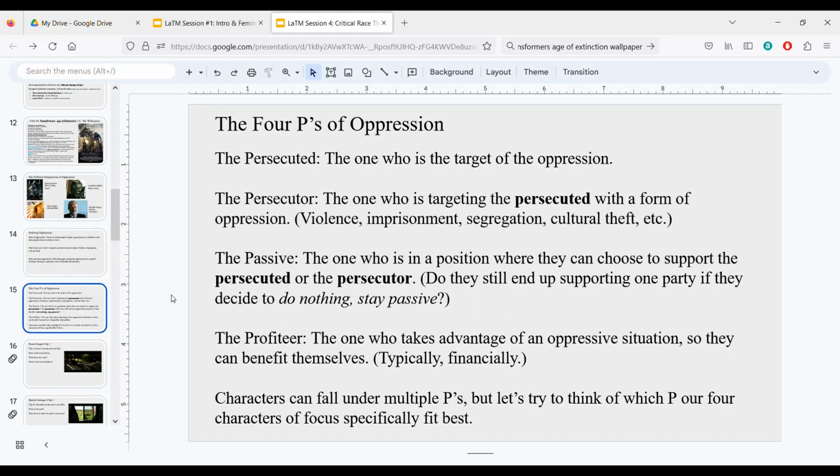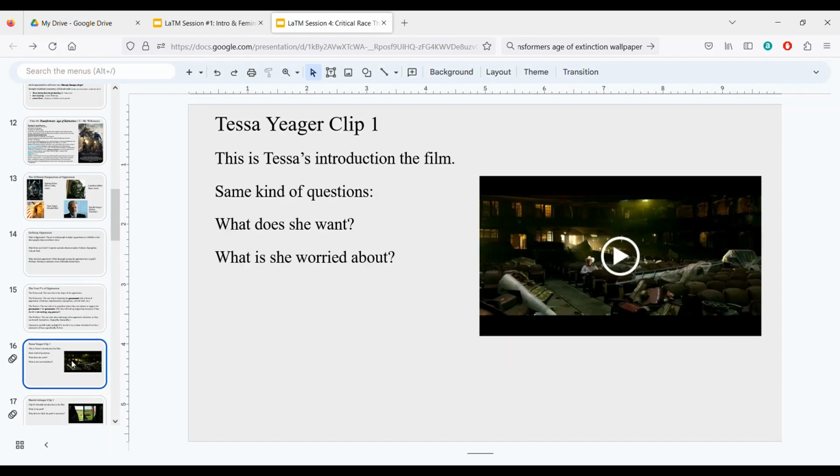The passive, the one who's in a position where they can choose to support the persecuted or the persecutor. They still end up supporting one party if they decide to do nothing, stay passive. The profiteer, the one who takes advantage of an oppressive situation so they can benefit themselves, typically financially. So maybe you can think of mercenaries during times of war. And then characters can fall under multiple P's, but let's try to think of which P our 4 characters of focus specifically fall under. So let's not try to overlap them right now. Just like this one lines with this one lines with this. Very linear look. All right, let's take a look at Tessa Yeager.